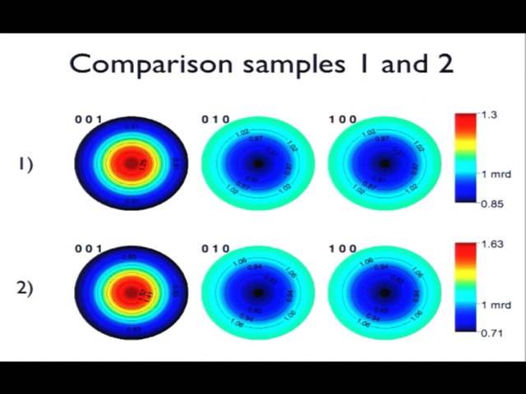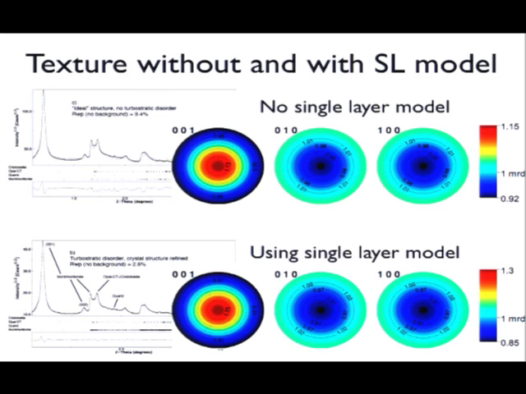Well, tomorrow Bob will talk about what they are. Here we are interested just to compare the maximum intensity for the texture, the sharpness. So here you see the sample 2 has nearly 30% more texture than the other one. Okay, yeah, and just saying here is the texture we get if we don't use the single layer model. So if we don't model correctly the microstructure, and here is using it.